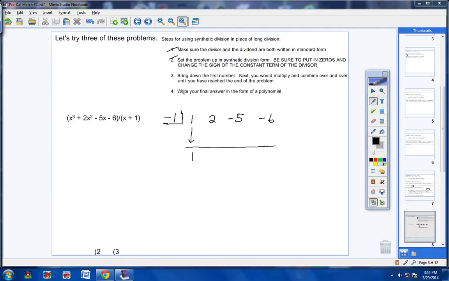Now, if we continue to reach step number 3, it says next you would multiply and combine over and over until you have reached the end of the problem. All right? So, here we go.